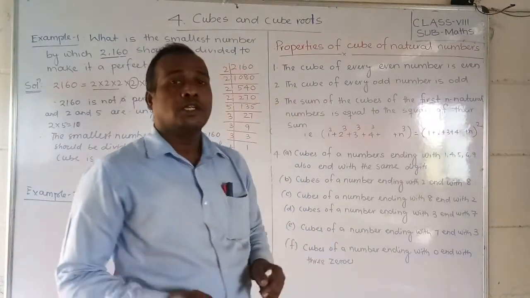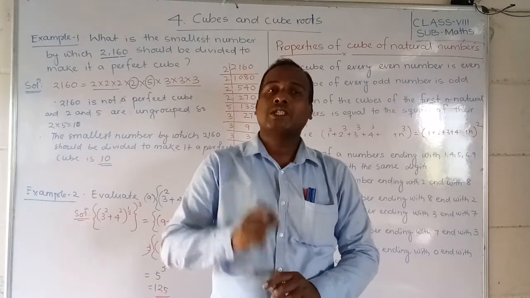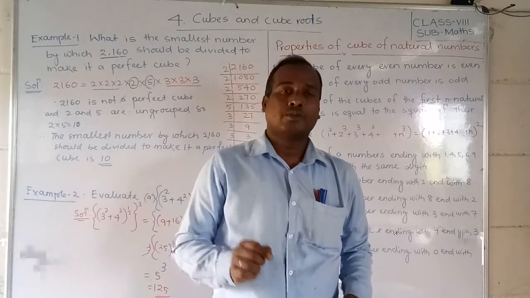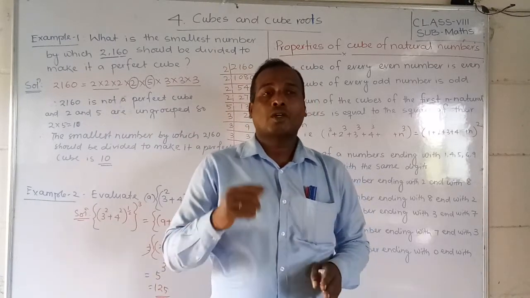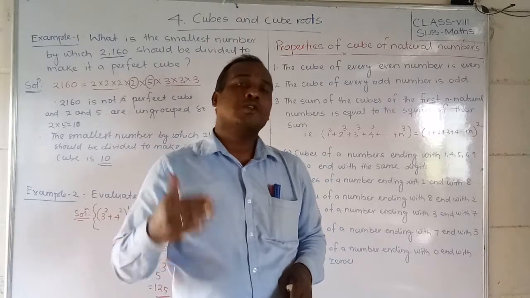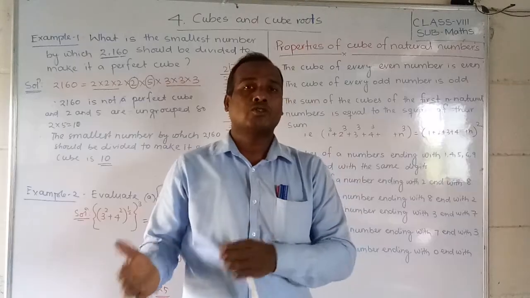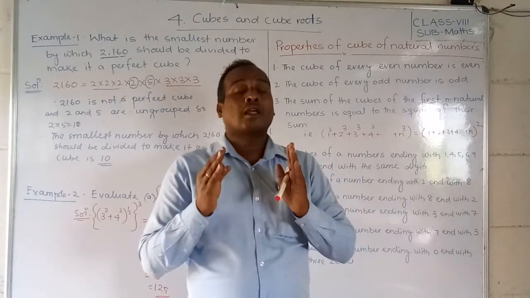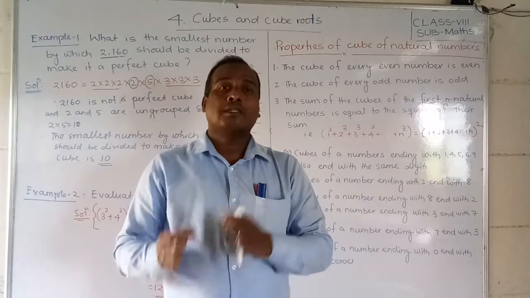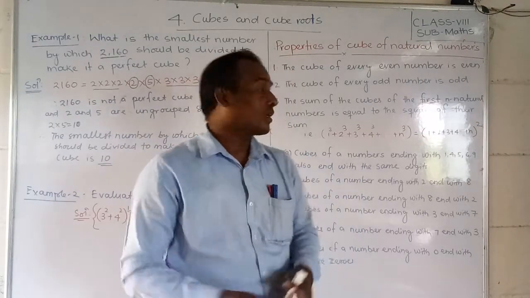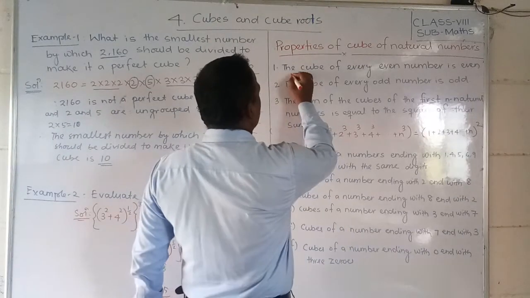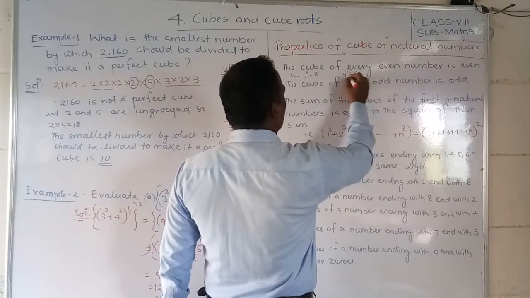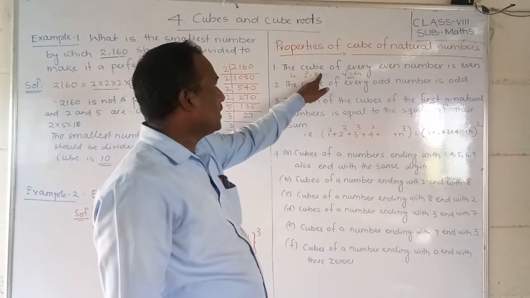Suppose I say 2 cube. 2 is an even number. It's a cube: 2 into 2 into 2 is equal to 8. 8 is also an even number. 4 cube: 4 is an even number. 4 cube value, how much? 64, 4 into 4 into 4. So 64 is also an even number. So that means, students, the first property is saying the cube of an even number is also an even number. So we can write here, for example, 2 cube is equal to 8, 4 cube is equal to 64. 2 is an even number, 8 is also an even number.